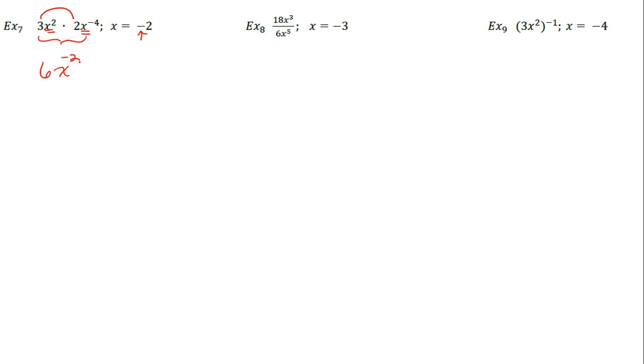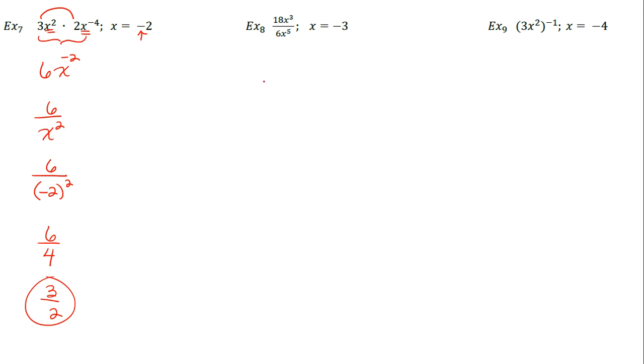We are multiplying like bases, so we add exponents. Before we substitute in, I'm going to go ahead and evaluate the negative exponent. And I'm going to move it to the denominator. And now I'm going to substitute in. And again, a good math practice is to use parentheses when substituting. -2 times -2 is +4, and then I simplify that and I get 3/2.